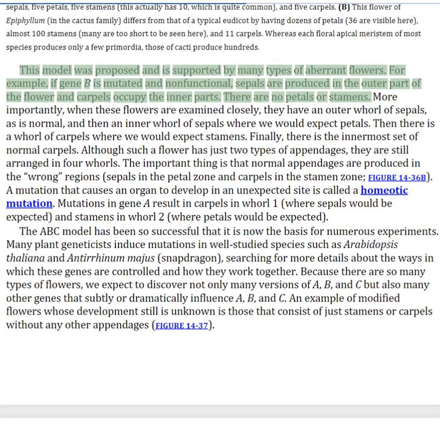This model was proposed and is supported by many types of aberrant flowers. For example, if gene B is mutated and non-functional, sepals are produced in the outer part of the flower and carpels occupy the inner parts. There are no petals or stamens.